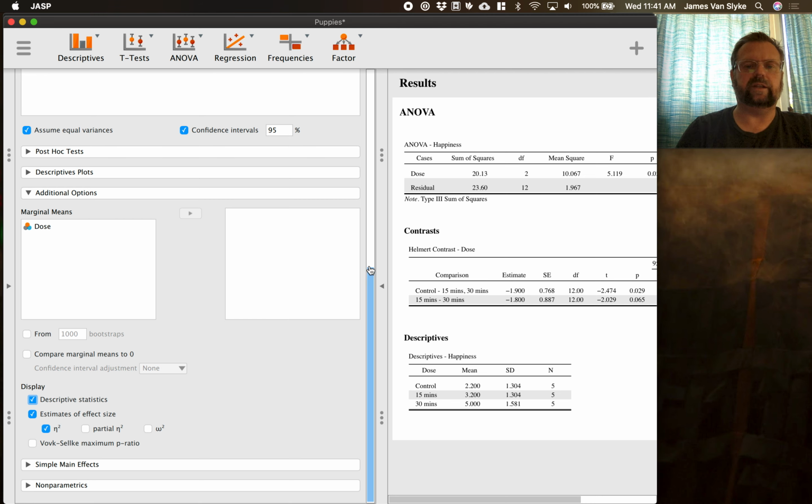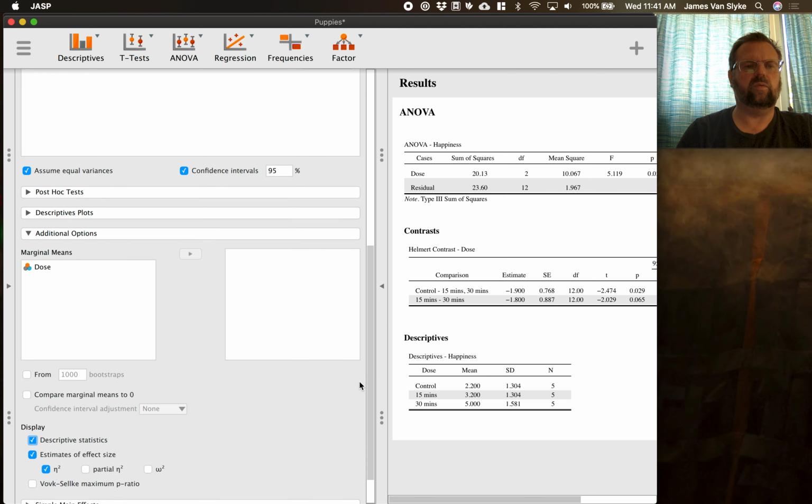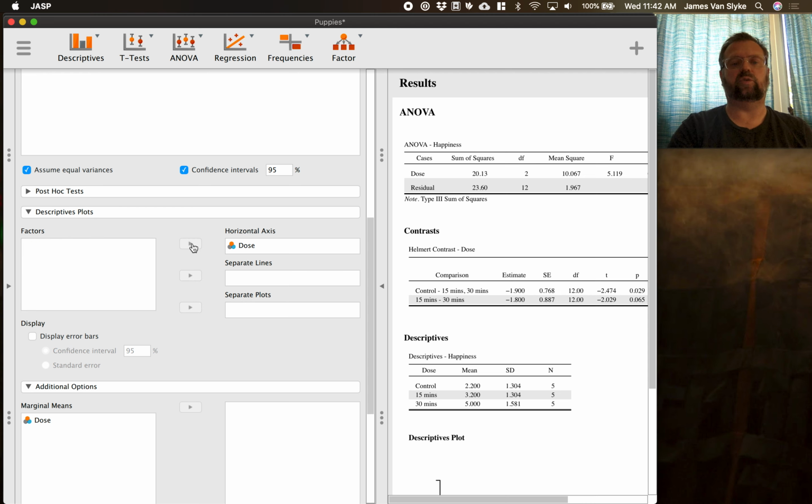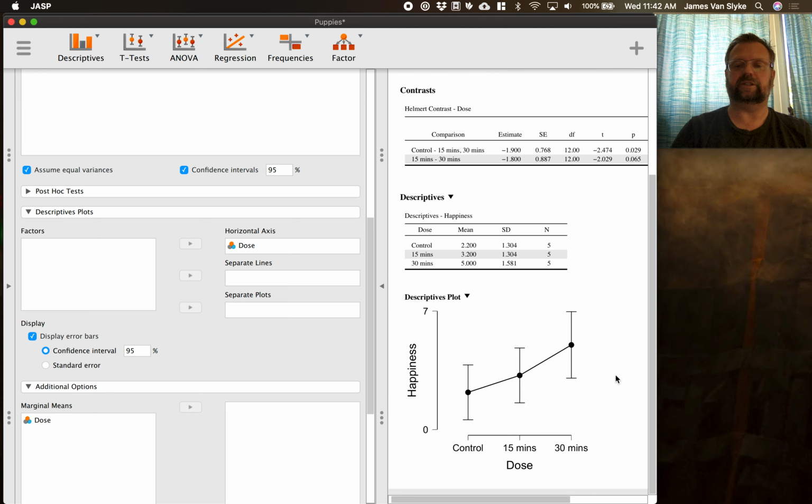The other thing that we want to include here is we want to include our plot. Now, a plot is very similar to the bar graphs that we looked at with SPSS, but it does a few different sorts of things. So we take dose and we put that into our horizontal axis. Okay. Then, of course, we always want our display bars. We want to use the confidence interval. At this point, sometimes that can be changed.